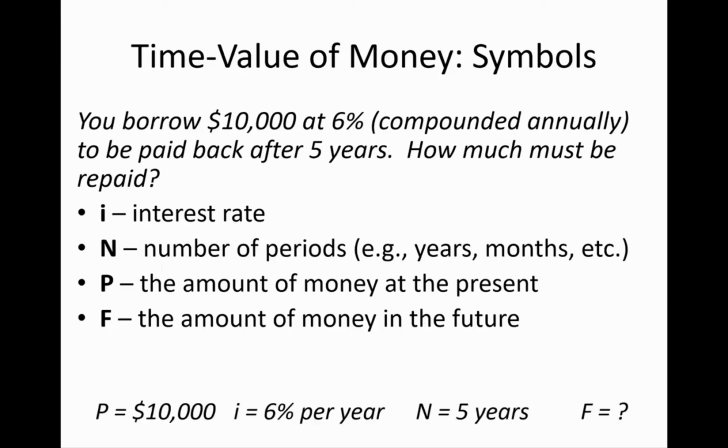So another way to simplify this English language description of what's happening is just by assigning values to the variables. For P equals 10,000, I equals 6% per year, N equals 5, what is F? And there are tables in your textbook, in the appendix at the back of the book, where you can look up in the 6% table a factor that you'll be able to use to calculate F really easily.